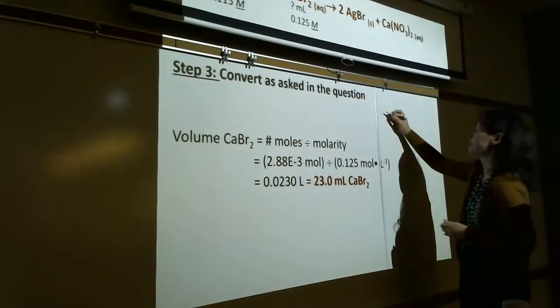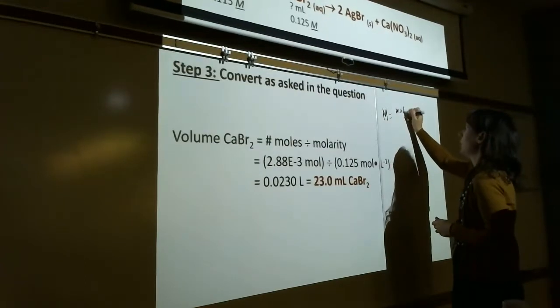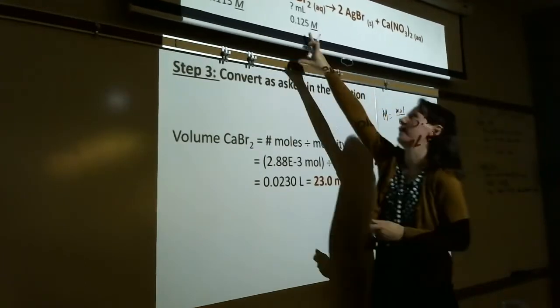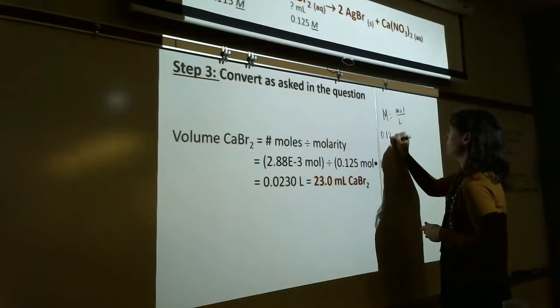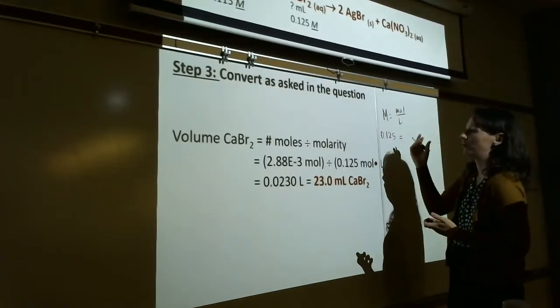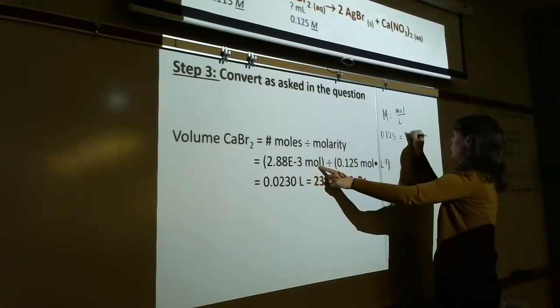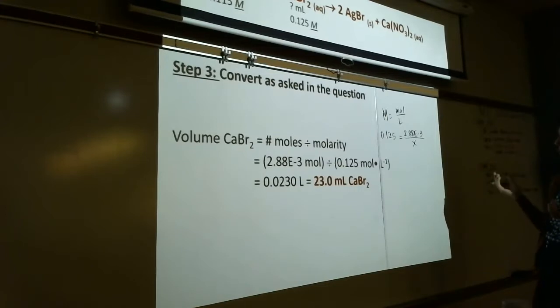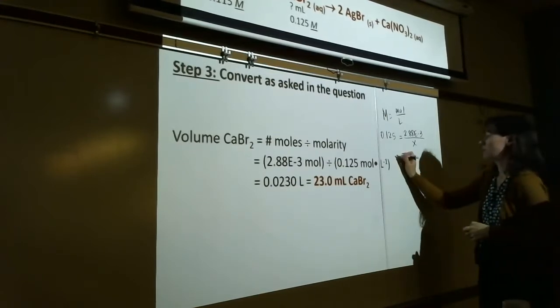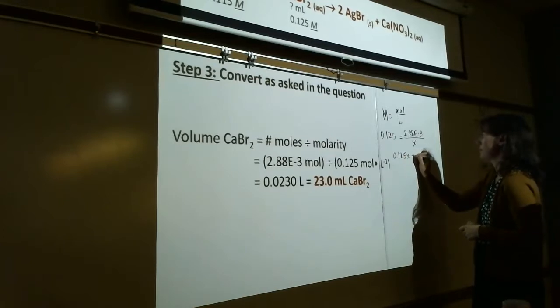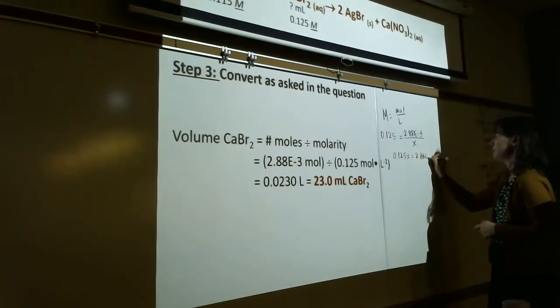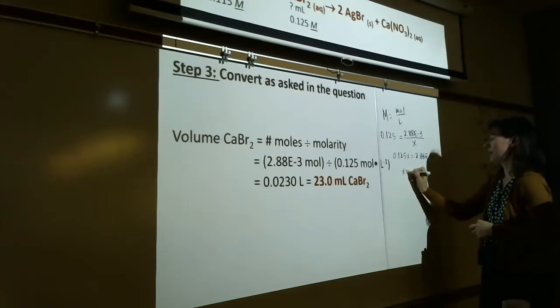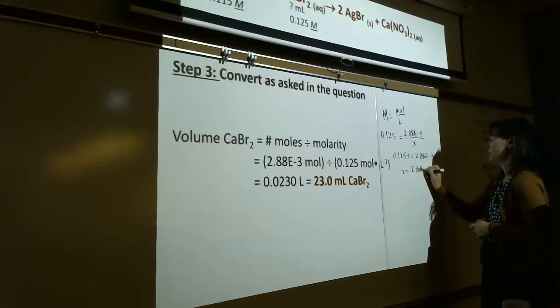If molarity is equal to moles over liters, and we know its molarity is 0.125, 0.125 is equal to, and we just solved for moles in the previous step, so 2.88 times 10 to the negative 3rd over x, right? So we're just doing regular old algebra. 0.125x is equal to 2.88 times 10 to the negative 3rd. So x is 2.88 times 10 to the negative 3rd divided by 0.125.